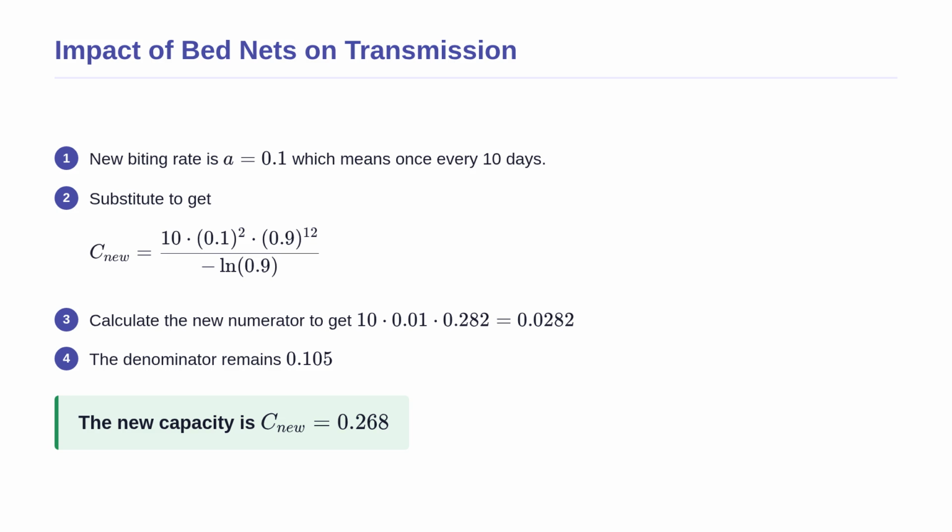By squaring this new biting rate, we get 0.01. Compare this to the 0.25 from our first example. The successful biting factor has been reduced by a factor of 25. We multiply our new numerator terms together and divide by the same denominator of 0.105. Our final answer is 0.268. This means one infected person now causes only about a quarter of a new infection per day. Because this number is so low, the outbreak will likely die out completely.